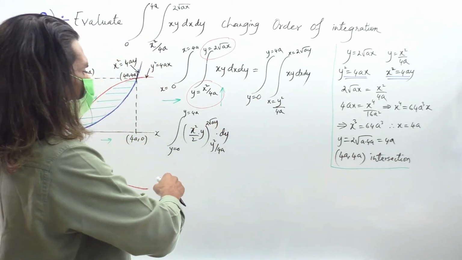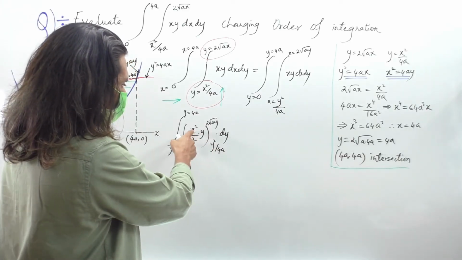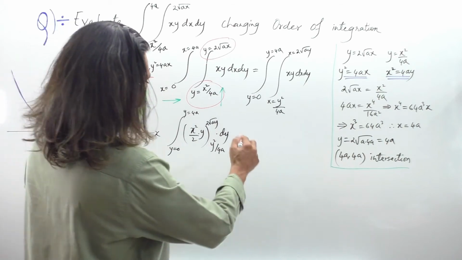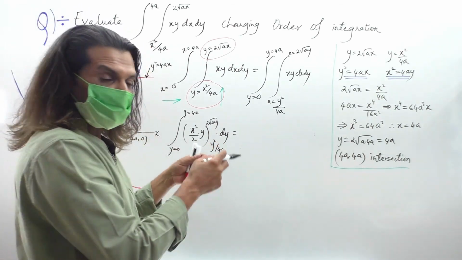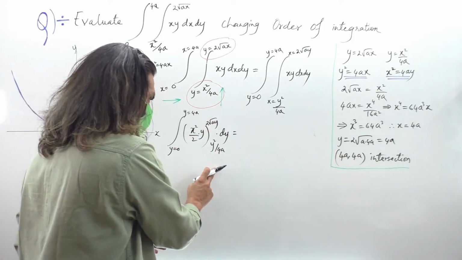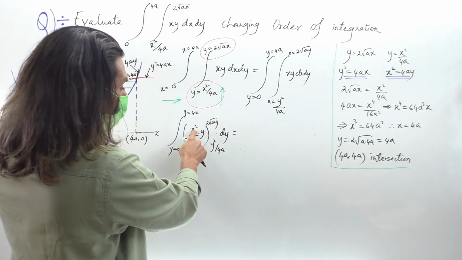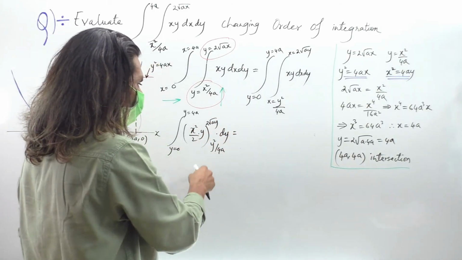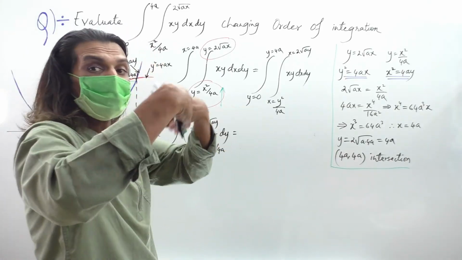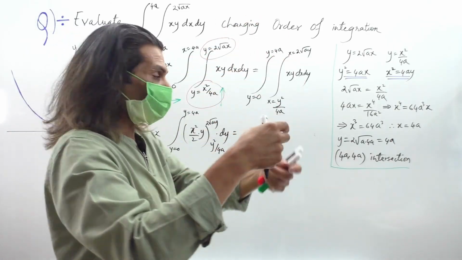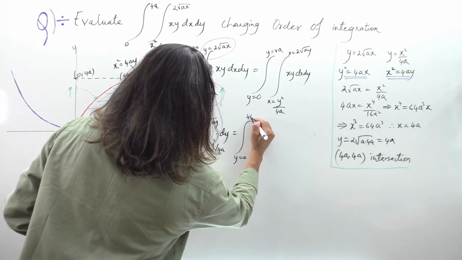Now in place of x, the top limit is 2 root ay minus, in place of x put y square by 4a. After integration, you have to put the top limit and the bottom limit. So we have integrated with respect to x here. So in place of x, put the top limit as 2 root ay minus y square by 4a. If in place of x we put 2 root ay, x square, 2 root ay square becomes 4ay. So that means this will be y as it is, 0 to 4a.